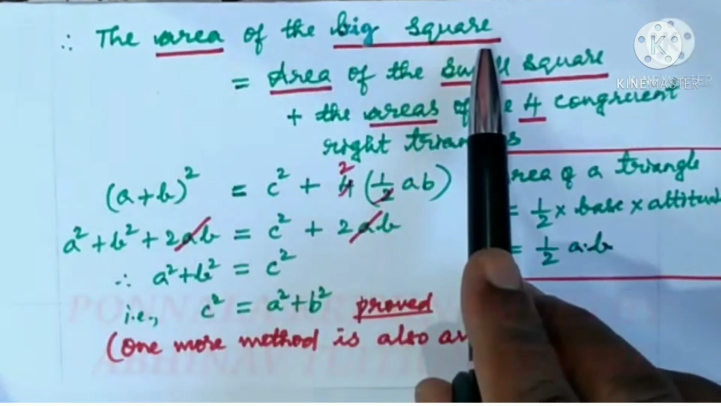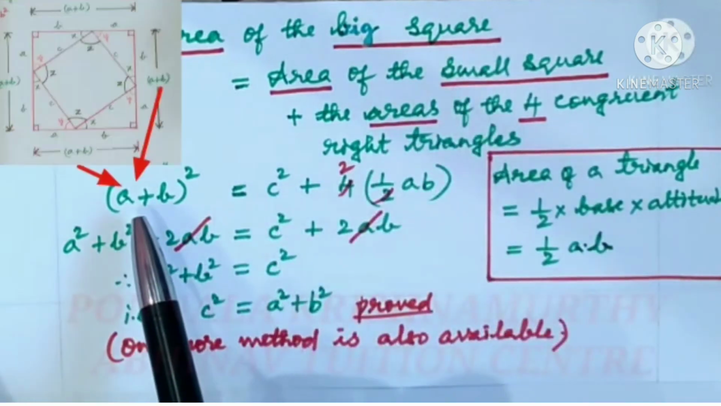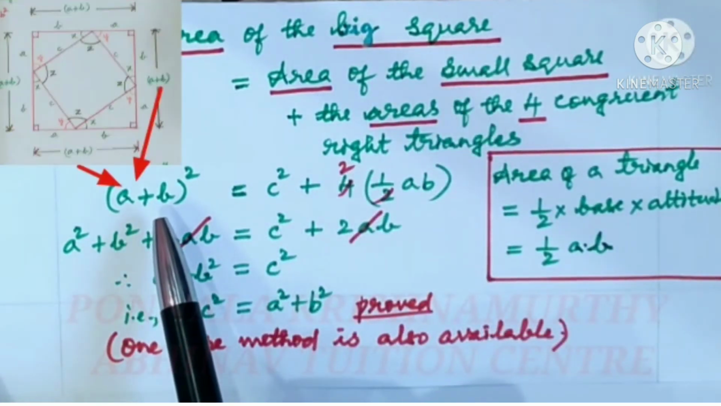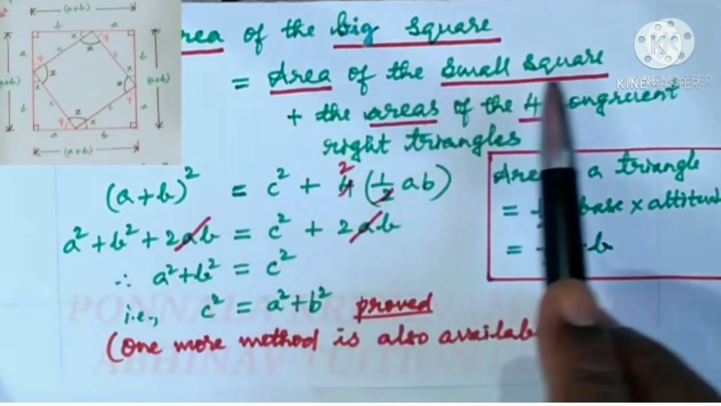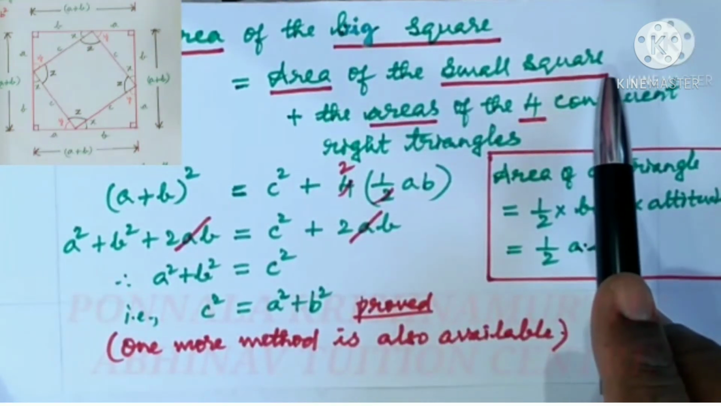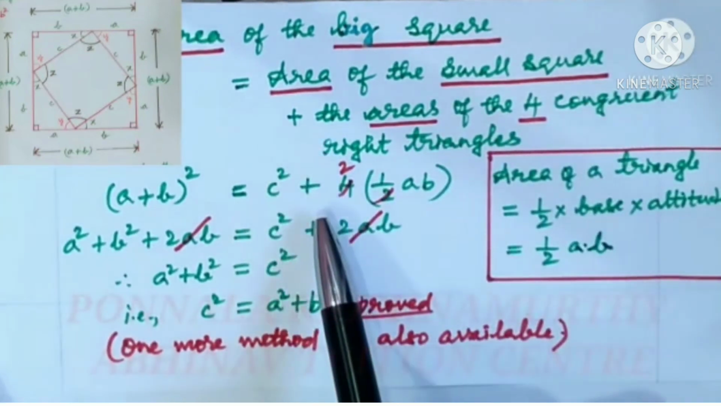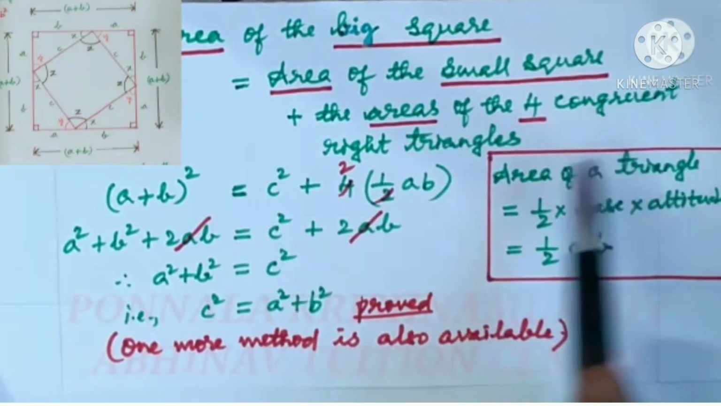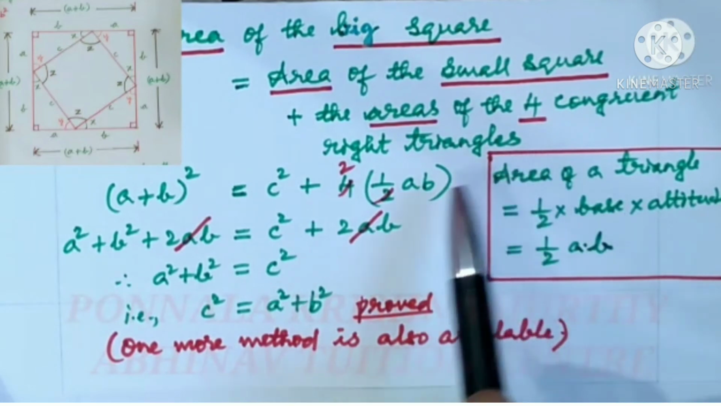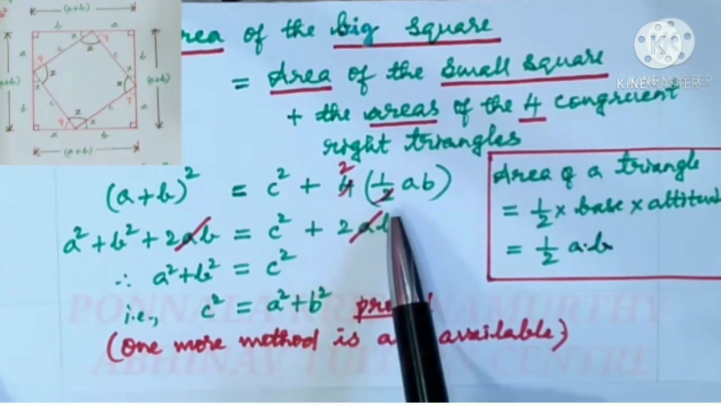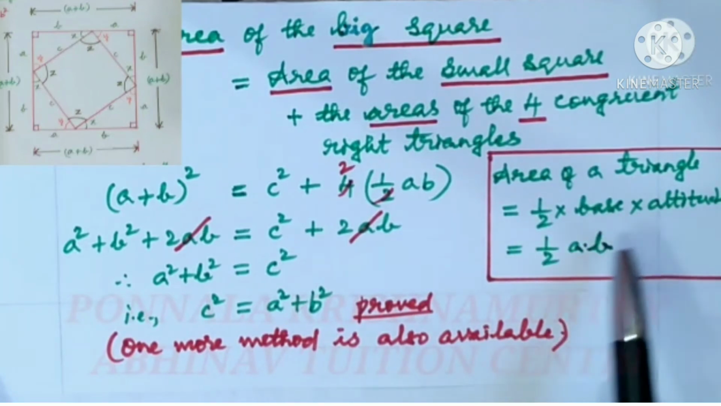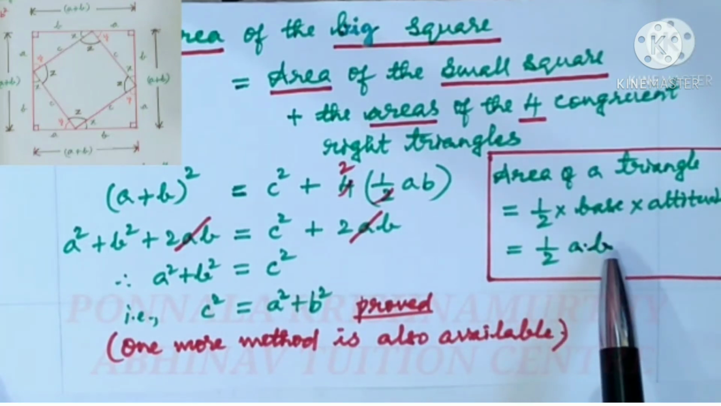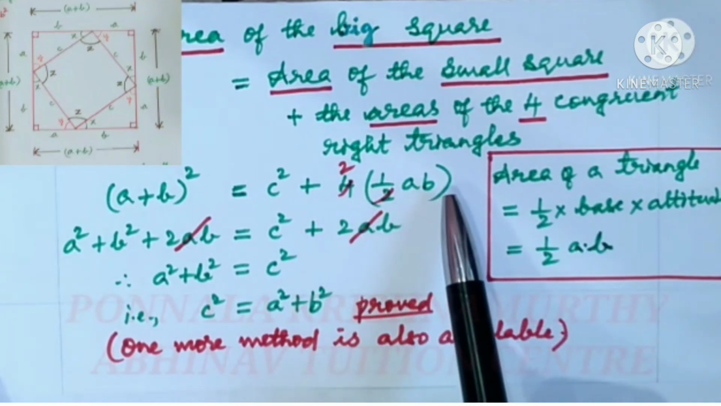The area of the big square is A plus B into A plus B, side into side, that is (A plus B) whole square, is equal to the area of the small square, C into C, that is C square, plus the areas of the 4 congruent right triangles, which is 4 into the area of a triangle, half into base into altitude, that is half into AB. So here we have half into AB.